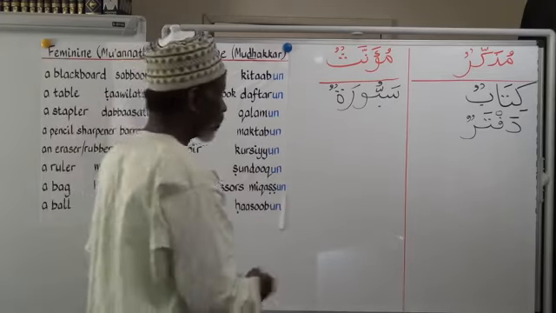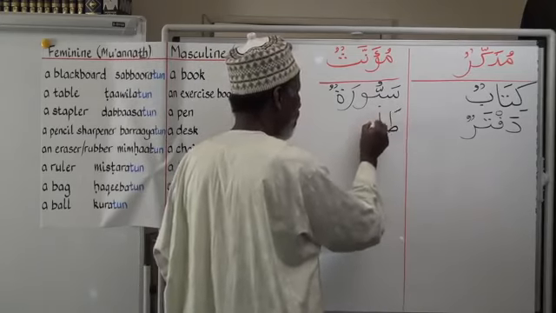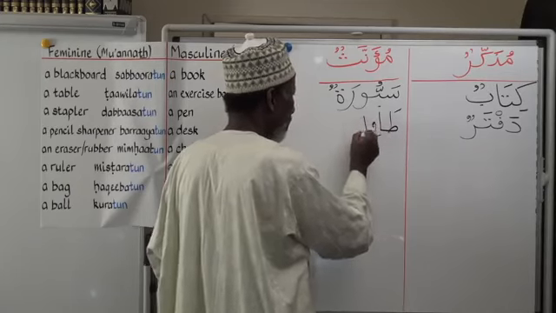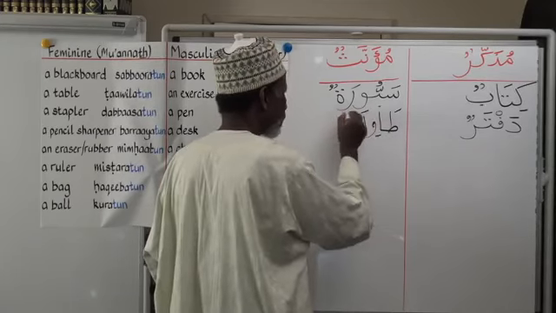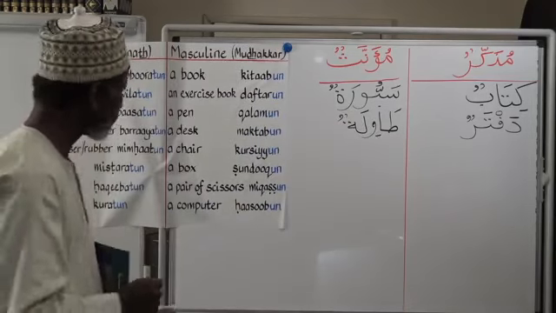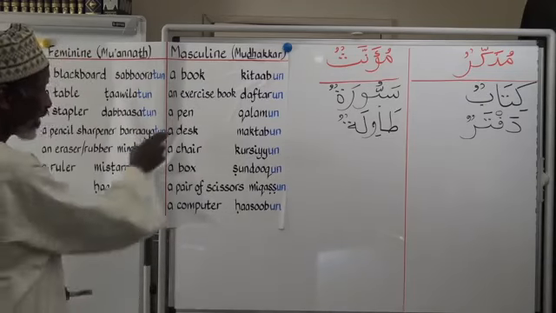طاولة. One more. Under the mudhakkar, masculine, we have a pen.